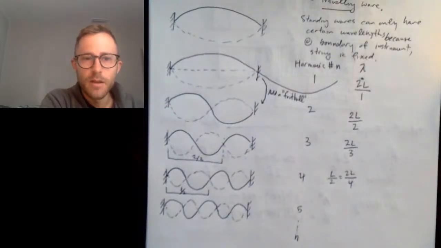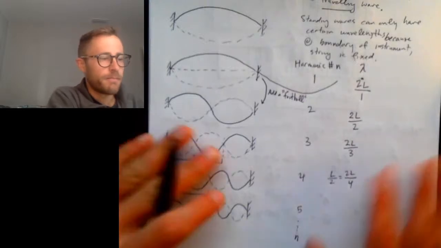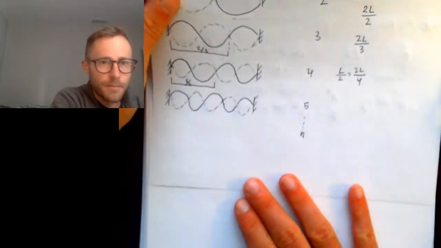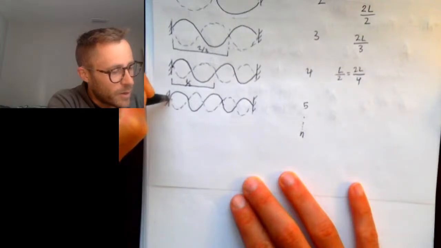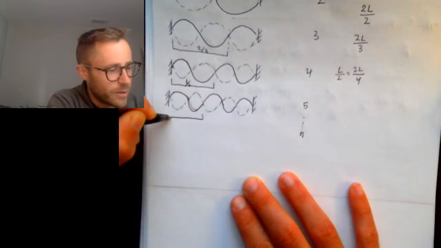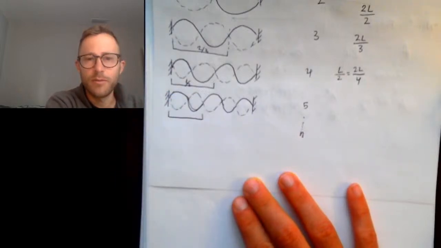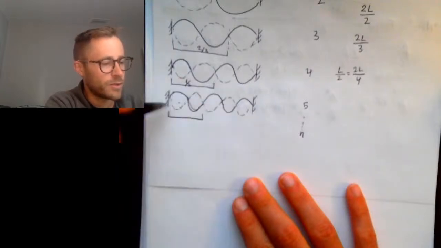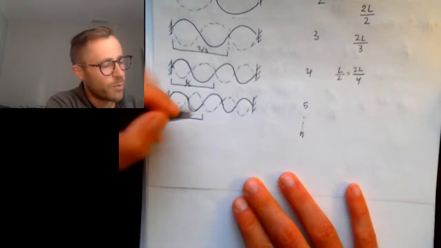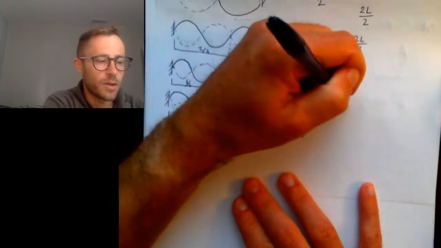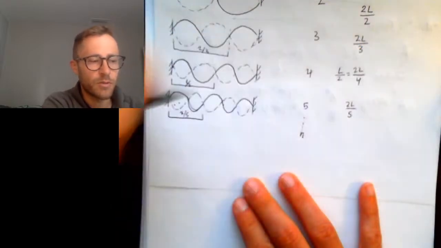If I look at the fifth harmonic, I can see I have a peak and a valley. So this distance right here is a full wave. That's the wavelength. And I can see that there are 5 footballs, and this is 2 of them. So a full wavelength is 2/5 of the length of the instrument. So the fifth harmonic, 2L over 5 is its wavelength.